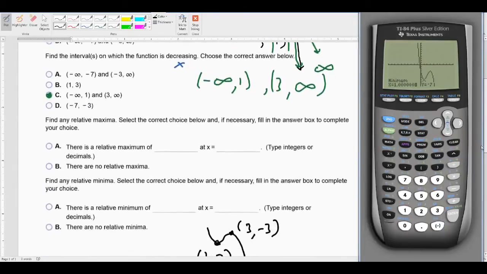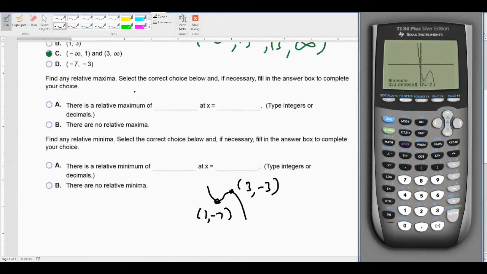Remember, maximums look like that, minimums look like that. So this one has a maximum. We want the y value, which is negative 3, at the x value of positive 3, because that one is a max. And then this one is a valley, which means it's a minimum. So it's the y value, which is negative 7, at the x value of 1. Hopefully you can read through my colors, but that should help you get an idea anyway.